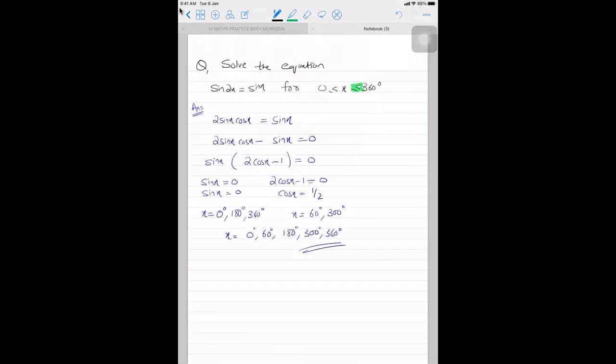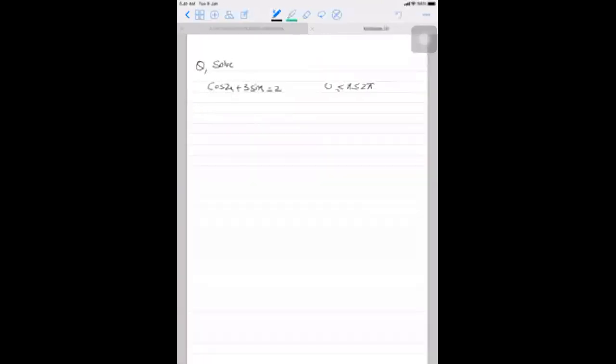Okay? Yes. Okay, let me write down one more question. I want you to solve this question now, but make sure your calculator is in radian mode because the angle is given in radians, so you need to make sure that the calculator is in radian. Okay.